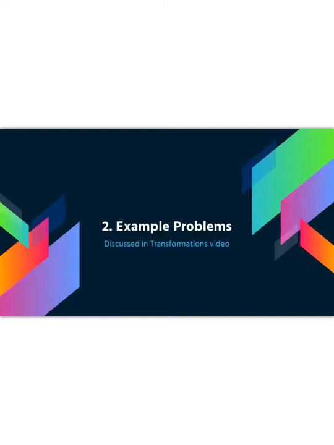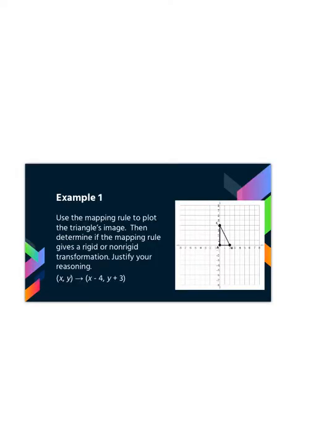Now we will try a few example problems. Example 1 tells us to use the mapping rule that's given to plot the triangle's image. And then we have to figure out if the mapping rule is giving us a rigid or non-rigid transformation and explain why. So notice that the mapping rule is this statement right here. It's called a mapping rule because it literally tells us how to take these points from the pre-image, apply a transformation, and map it onto the new ones for the image.